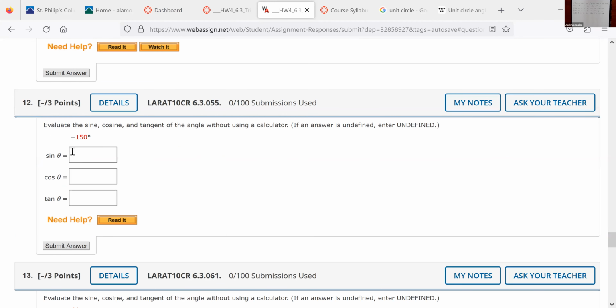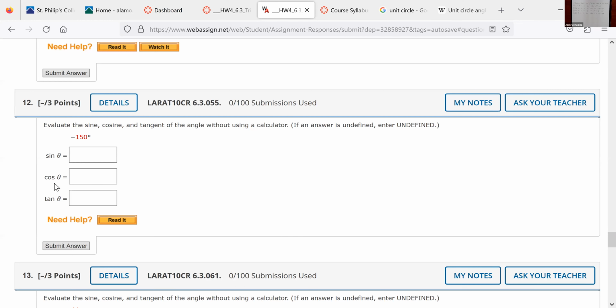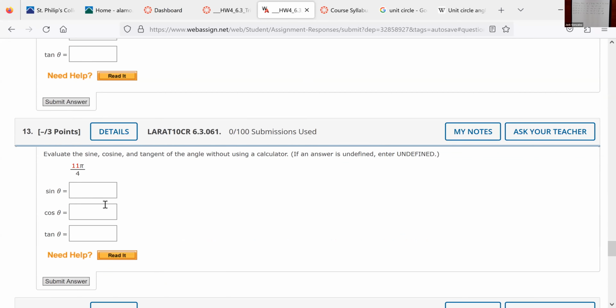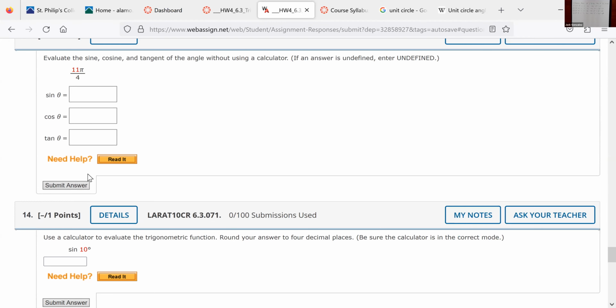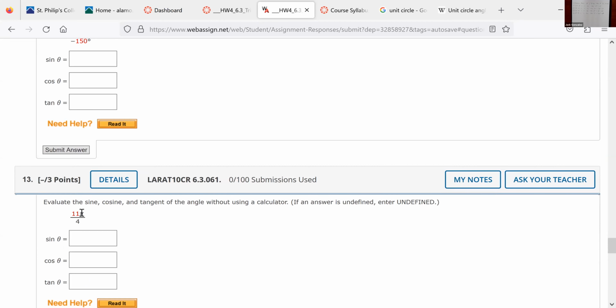So if an angle is negative, another way to do it is just add 360, and that'll land you right on 210. So if it's negative, add 360, and you'll find the coterminal angle right away. If the angle is too big, subtract 360, or the equivalent, subtract 2 pi. That makes sense? Yep.